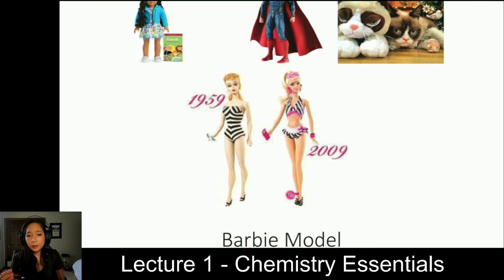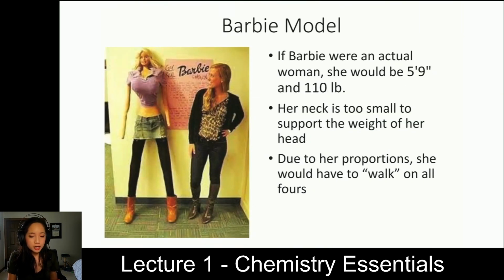The problem with Barbie is that she isn't an accurate representation of the female body, which is fine. I mean, models are just representations. They aren't necessarily always correct. So if we take a closer look at the Barbie model, if we took the proportions of a Barbie and blew it up to actual human scale to make it resemble what it's trying to model, if Barbie were an actual woman of lifelike size, she would be 5'9" and 110 pounds. Her neck would be too small to support the weight of her head, so I guess her head would just be floppy, right?